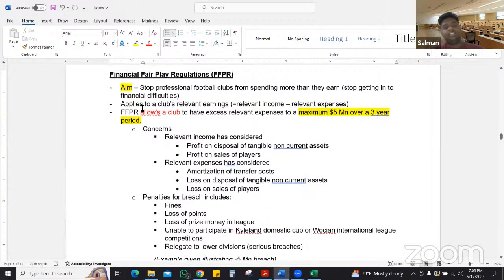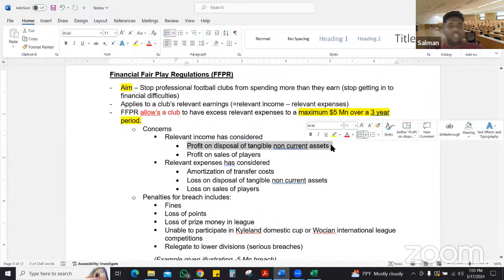What are the concerns? In the financial fair play regulation, the concerns are that relevant income has to be considered. So what do we take? We look at the cumulative loss, right? Income minus expenses. When looking at income, things like profit on disposal of tangible non-current assets. Now see, companies can start manipulating their financial statements through these aspects.